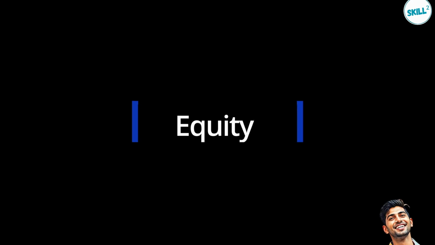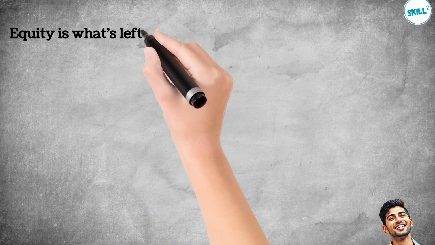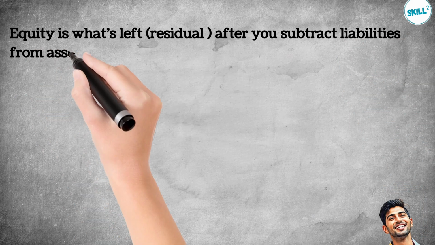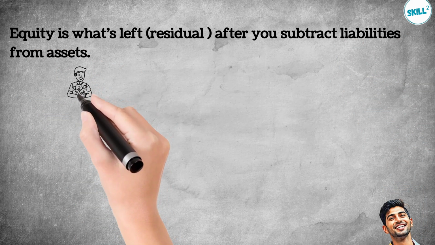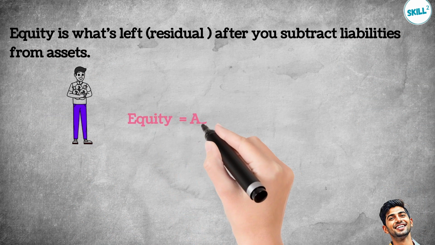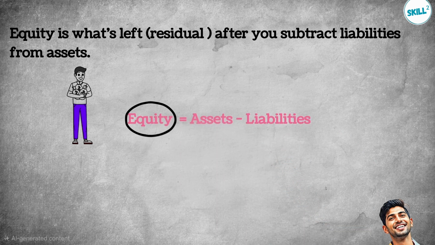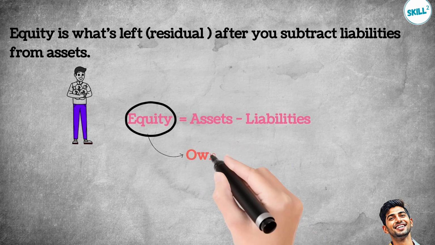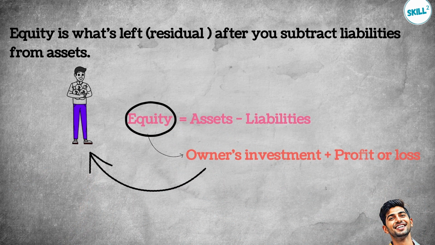Now the next is equity. Equity is what's left, the residual, after you subtract liabilities from assets. In short, it's the owner's share in the business. We can write it as equity is equal to assets minus liabilities. For example, money invested by the owner and profit kept in the business.